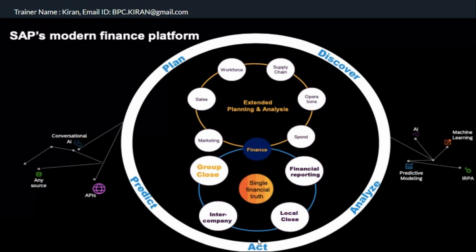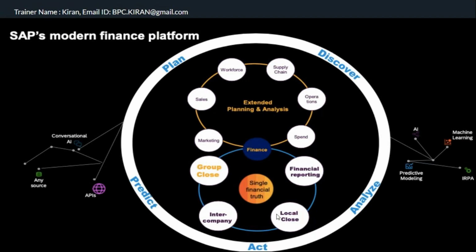In S/4HANA, as part of record to report, when I say record to report, I mean posting the expenses or income or balance sheet items, and reporting that data. Whatever integrated postings happen in the universal journal, financial reporting happens based on the universal journal. So you can check your actual P&L statement, balance sheet, and the relevant reports, open items, cleared items, product cost estimates, and all those things. And then local close. Every month you close, every quarter you close, or every year you close. So all the closing activities are part of S/4HANA.